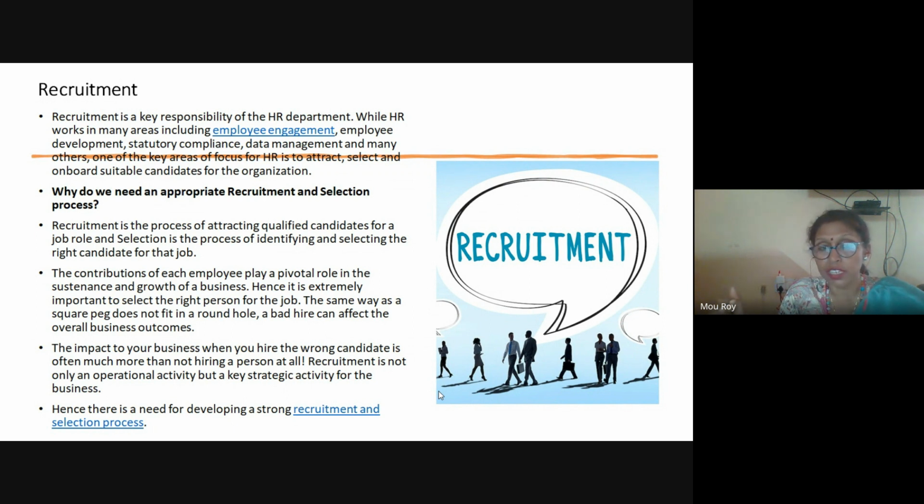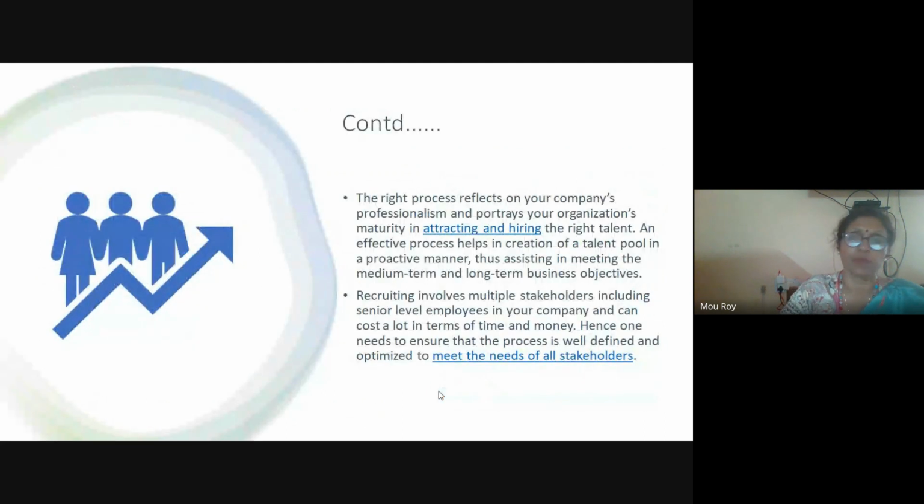So recruitment is not only an operational activity, but a very key strategic activity for the business. Hence, there is always a need for developing a strong recruitment and selection process. Now, as I told you, the right process reflects on the company's professionalism, because it portrays your organization's maturity in attracting and hiring the right talent.